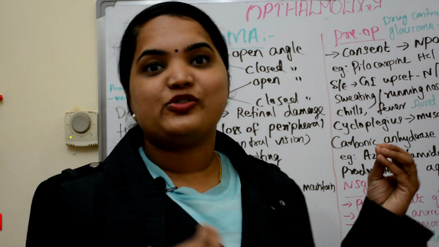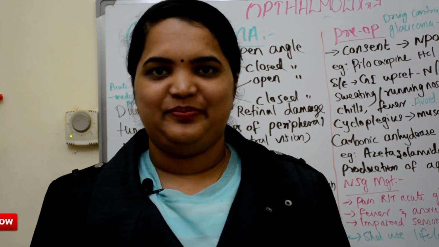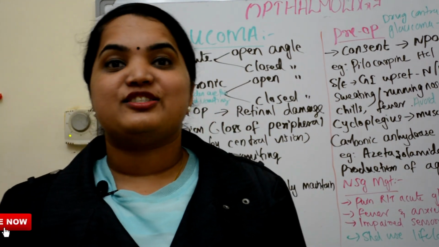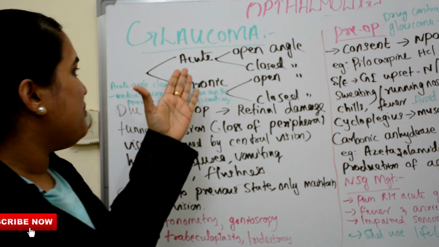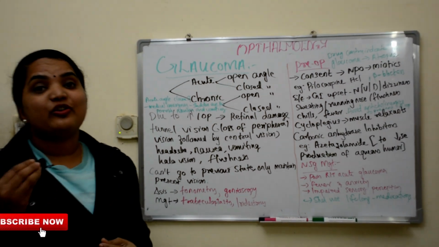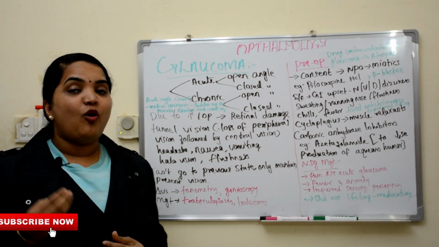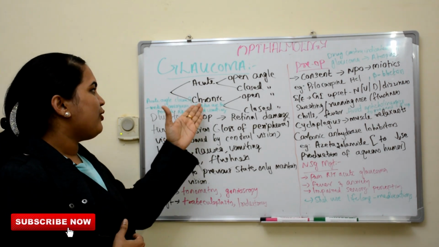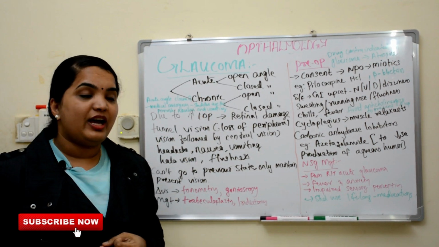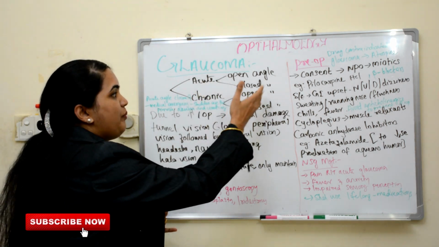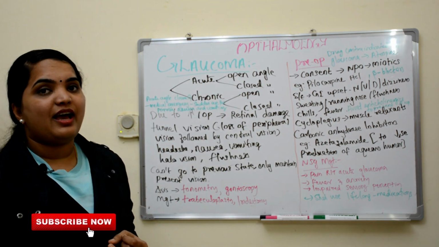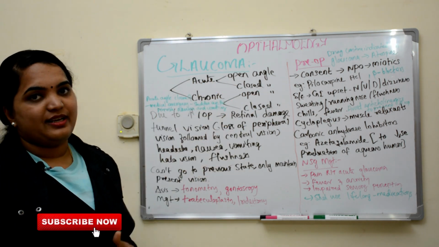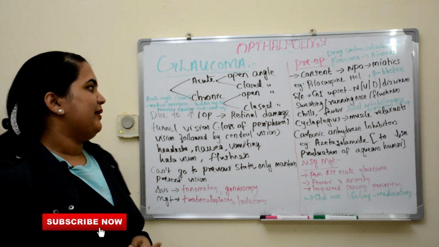So now next we will move through the glaucoma. What is glaucoma? It is due to the increased intraocular pressure. Glaucoma has acute and chronic types. In acute we have open angle glaucoma and closed angle glaucoma, and the same in chronic also, open angle and closed angle glaucoma. So two types are there, acute and chronic glaucoma.